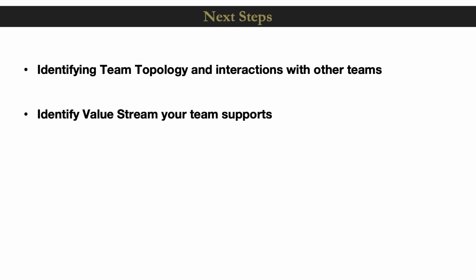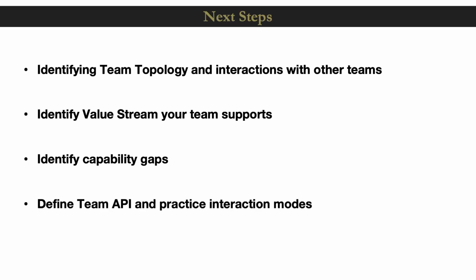Then identify your value stream that the team supports. So have a better understanding of the system, the end-to-end system that your team is supporting. Identify capability gaps, and you may need assistance with experts to come in and look at some of the gaps that might exist. And finally, define your team API and practice the interaction modes.